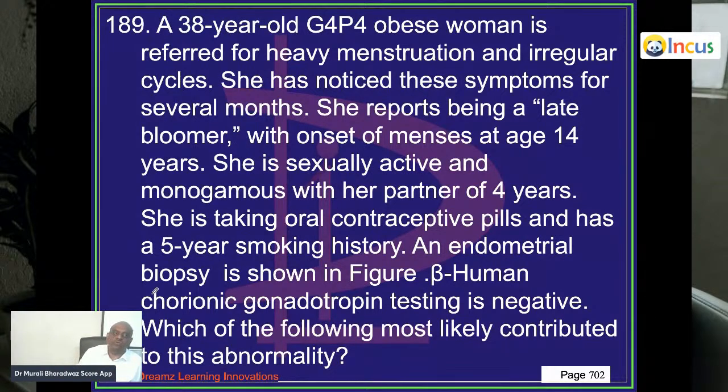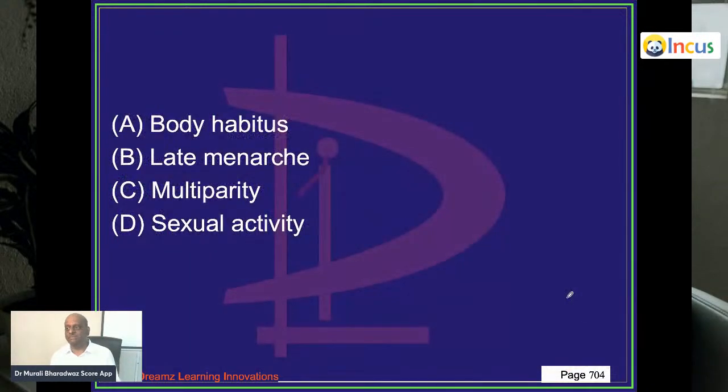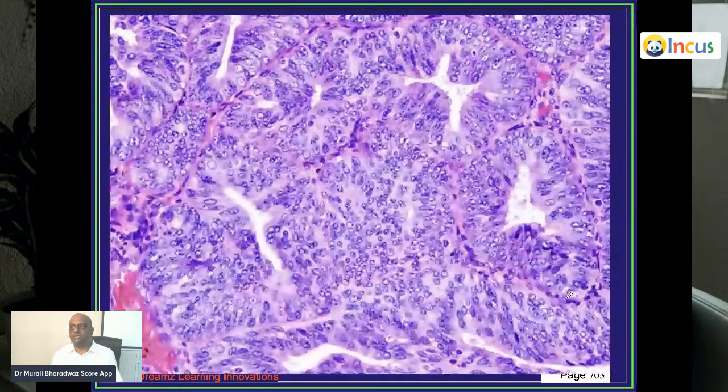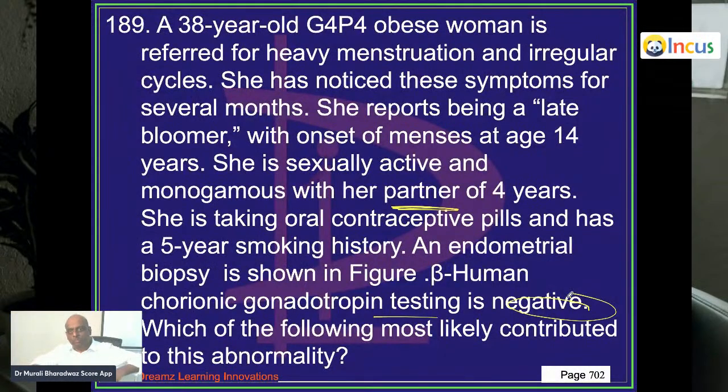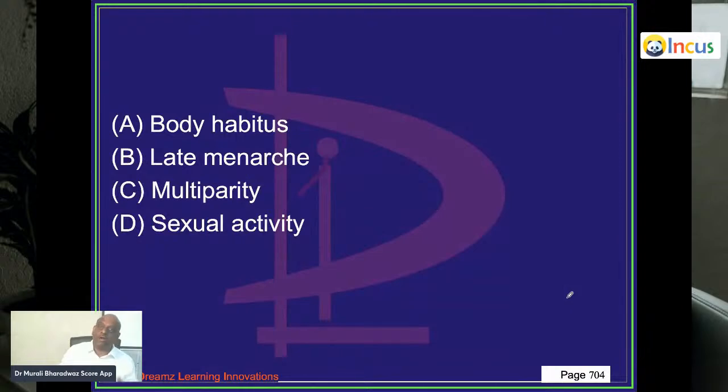38-year-old G4, P4, obese woman, heavy menstruation, irregular cycles. She's sexually active, monogamous with her partner. Beta HCG is negative. And when you have done the biopsy, what is this? Endometrial carcinoma. And what contributes? The very fact you are obese means all your fat is producing high estrogen. High estrogen leads to endometrial hyperplasia, and that leads to endometrial carcinoma. So the body habitus is a predisposing factor.